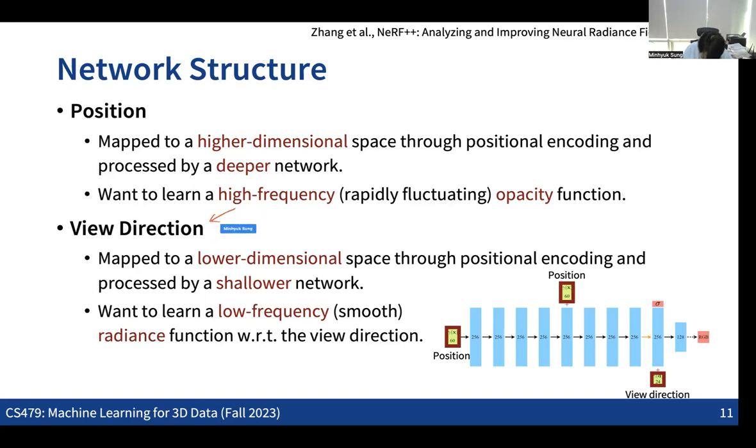And that's why we want to process the view direction with the shallow network, and also map this into the lower dimensional space in the positional encoding, so that we can more easily learn smoother functions for the radiance function. So that's the basic idea. Does it make sense? So that's some of the reasoning for the design of the NeRF MLP architecture.